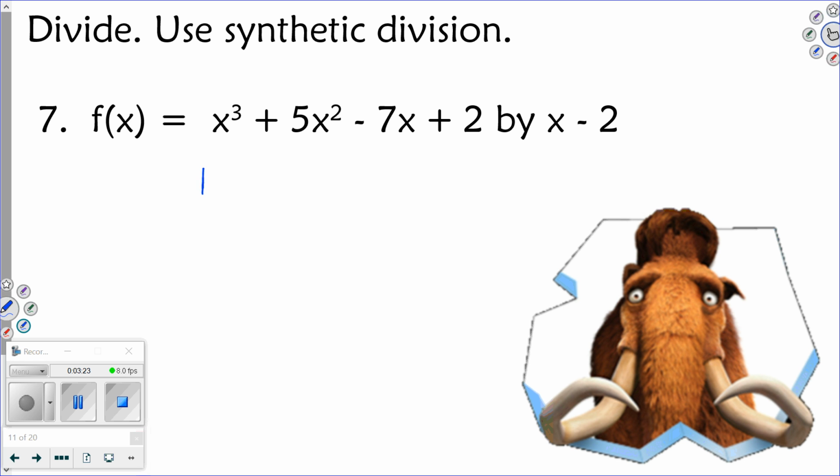So I have a 1. Don't forget there was a 1 there. Then a 5, a -7, and a 2. So whatever sign's in front of it stays with it as well. Leave a little space in between, but you don't need a ton.